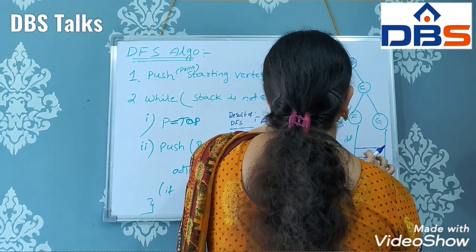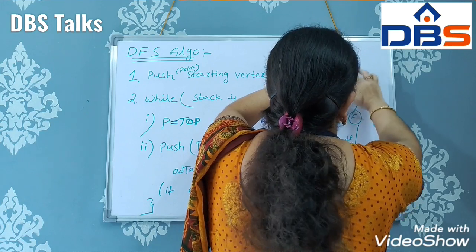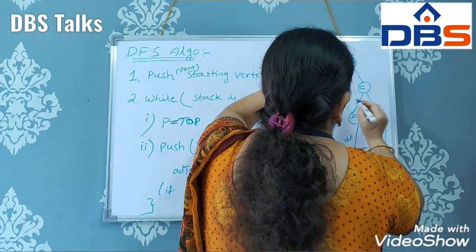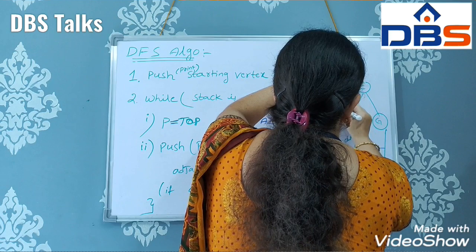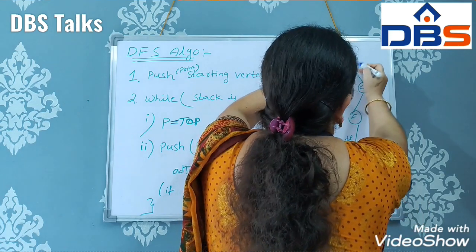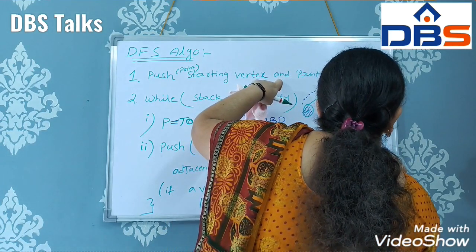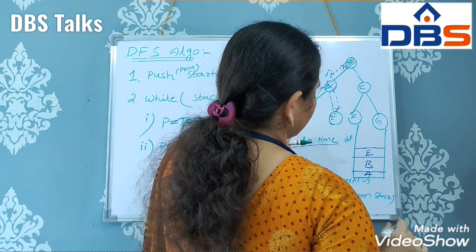From B, how many adjacent vertices do we have? Two. What are those? A, and here we have another one, E. These two are the adjacent vertices. A is already visited, so what is unvisited? E. Then we place E on top of the stack.